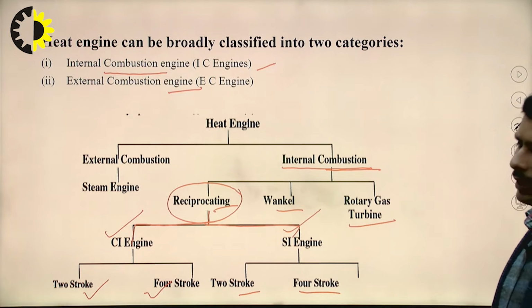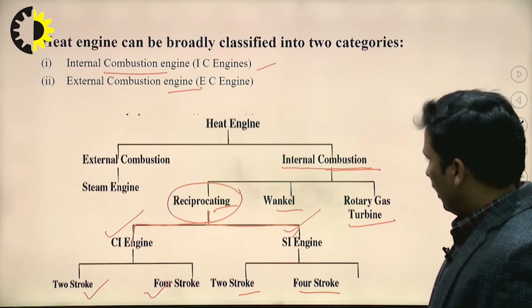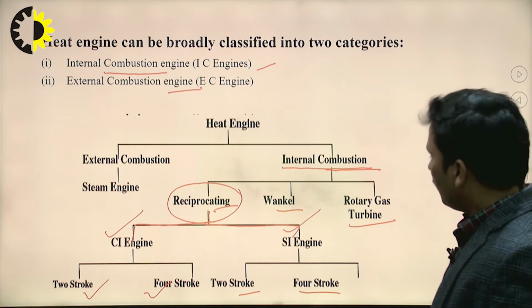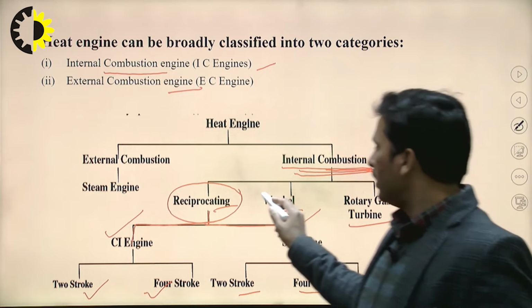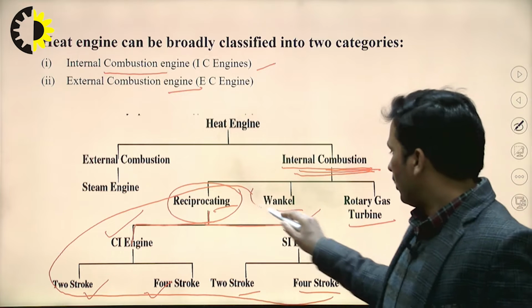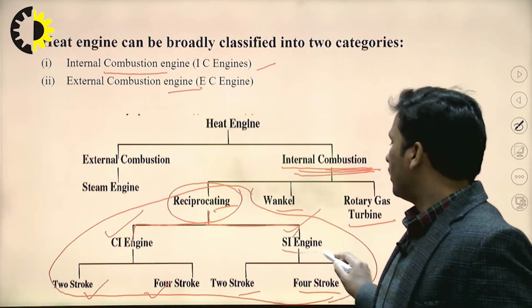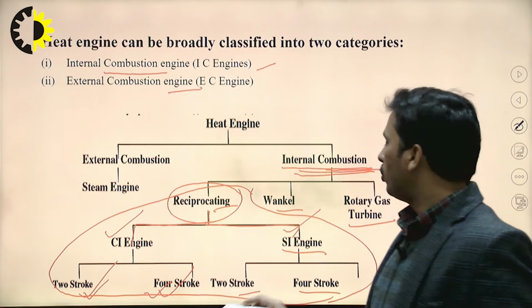There are many other classifications of the internal combustion engine, but mainly, in this curriculum, we will discuss the reciprocating type internal combustion engine, compression ignition engine and spark ignition engine, which are further classified as two-stroke compression ignition, four-stroke compression ignition, two-stroke SI engine and four-stroke SI engine.